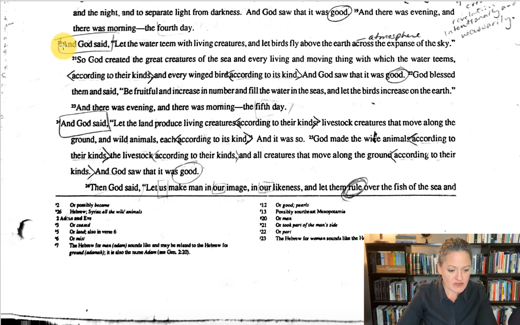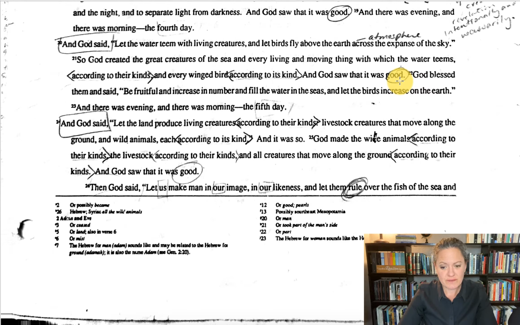Okay, verse 20. And God said, "Let the water teem with living creatures, and let birds fly above the earth across the expanse of the sky." And so here we see the atmosphere of the earth where the birds fly. So God created the great creatures of the sea and every living and moving thing with which the water teems, according to their kinds. So it's making a point that the animals are created according to their kinds, and every winged bird according to its kinds. And God saw that it was good.